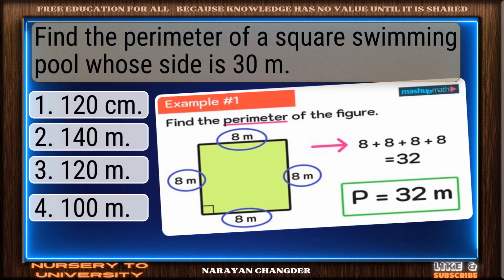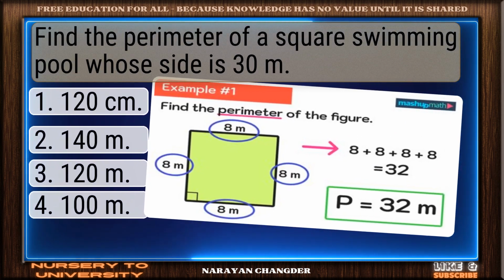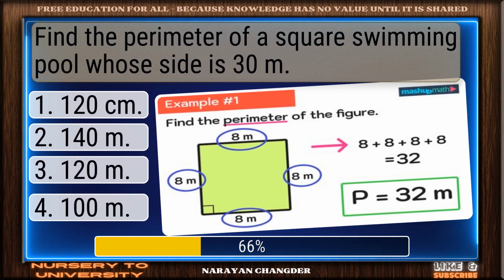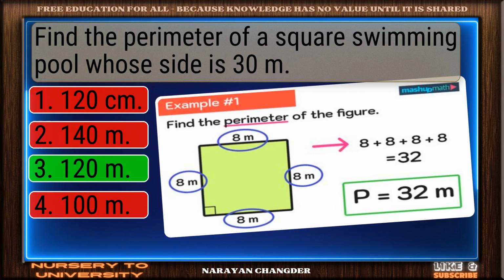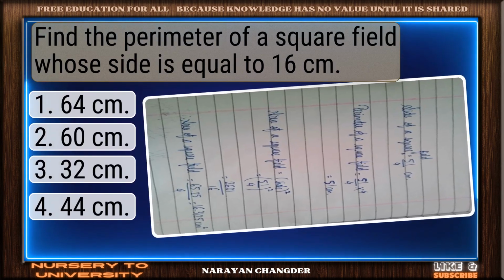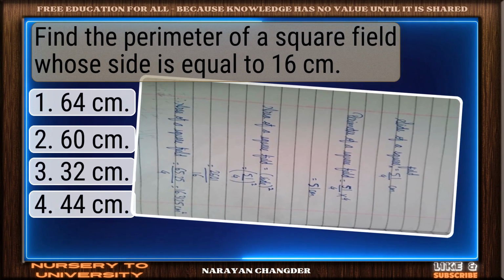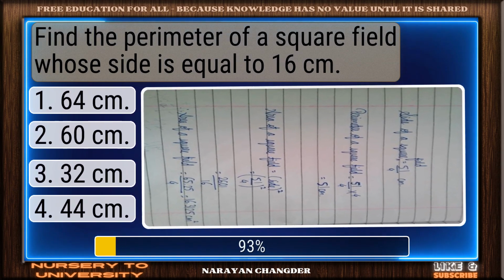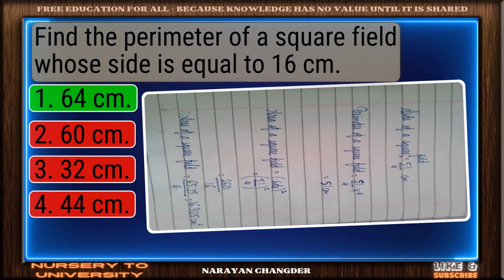Find the perimeter of a square swimming pool whose side is 30 m. Strong choice. 120 m is the right answer. Find the perimeter of a square field whose side is equal to 16 cm. Bravo, 64 cm is the answer.